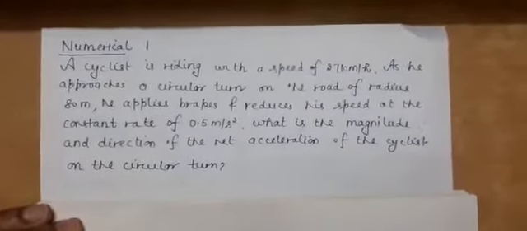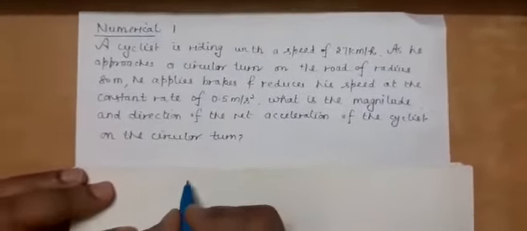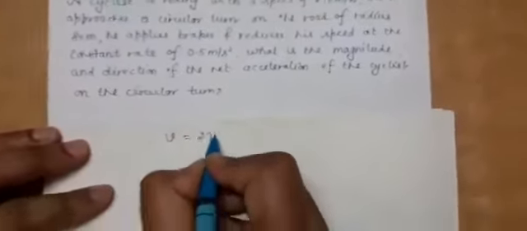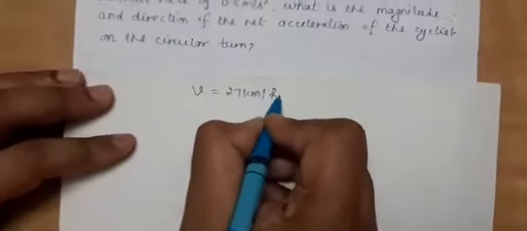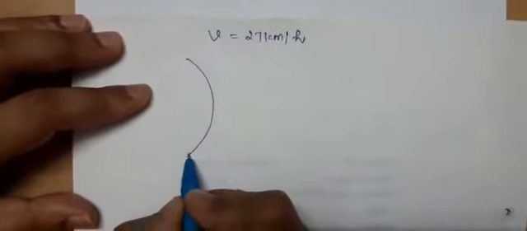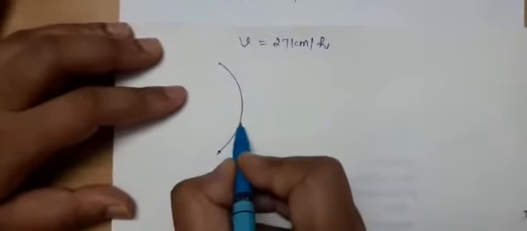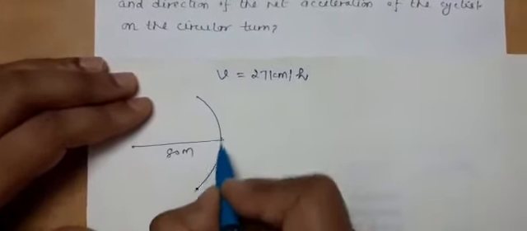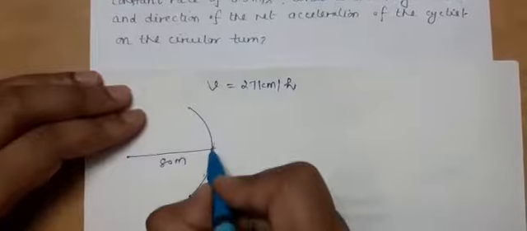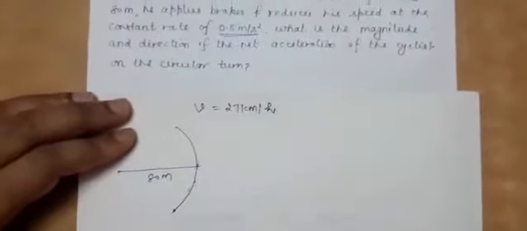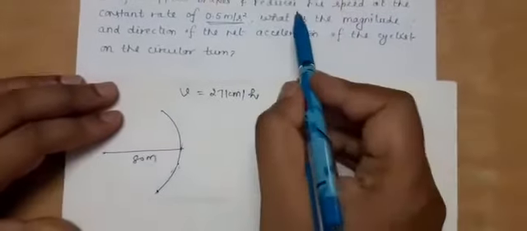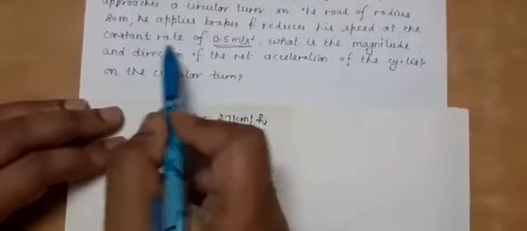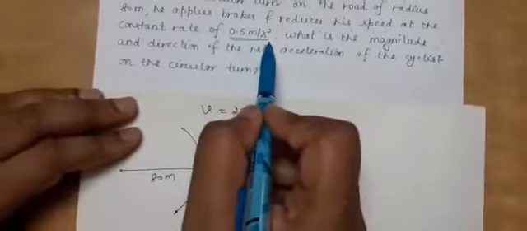See, first of all, a cyclist is riding with a speed of 27 km per hour, as he approaches a circular turn like this. The cyclist is moving as he approaches a circular turn of the road having radius 80 meter. He applies brakes. Suppose he is coming from this side and the turn is coming. He reduces his speed at a constant rate of, see here, this is an important point, reduces his speed at a constant rate of 0.5 meter per second square.